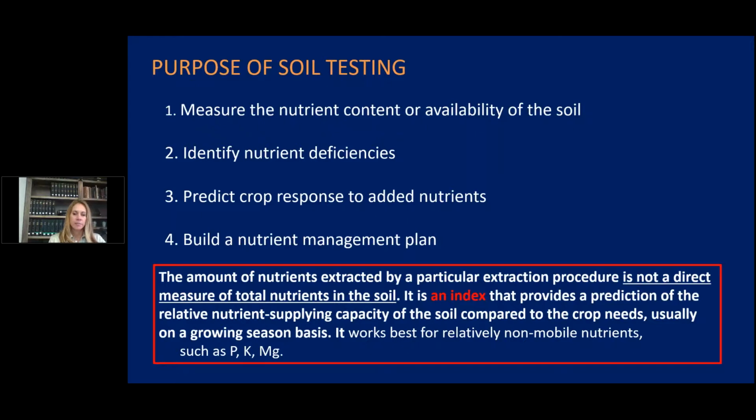Another important fact that I want to highlight here is that soil testing only works for non-mobile nutrients, such as phosphorus, potassium, calcium, magnesium, even some of the micronutrients. For highly mobile nutrients such as nitrogen, soil test is not a very good indicator of nutrient availability.